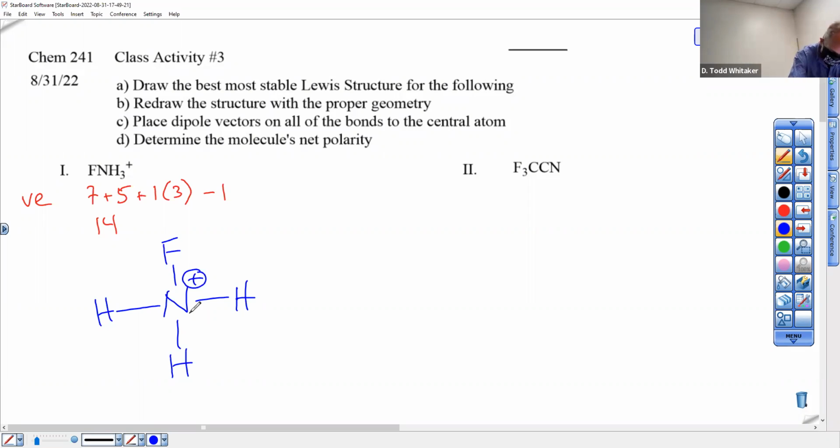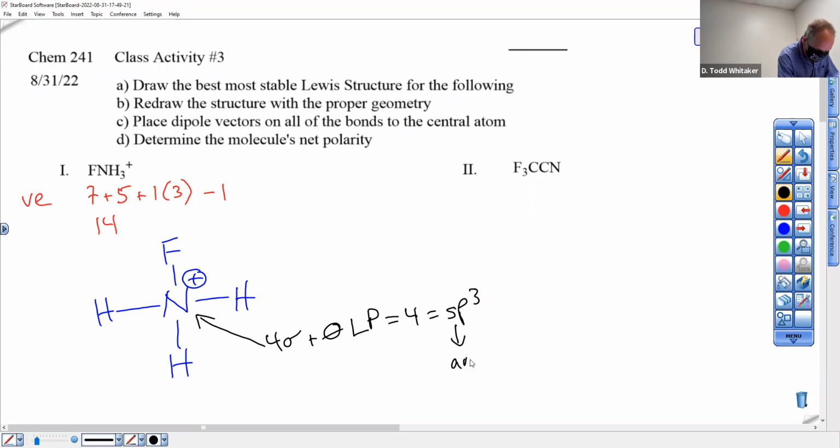Nice. 4 sigma plus 0 lone pairs equals 4, equals sp3. The sp3 angle is always the same in this class. You remember from back in the day? Maybe not. We have 3 angles to learn. This is the smallest one, 109.5 degrees. Okay?